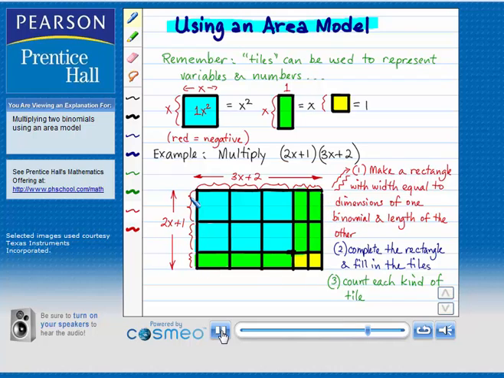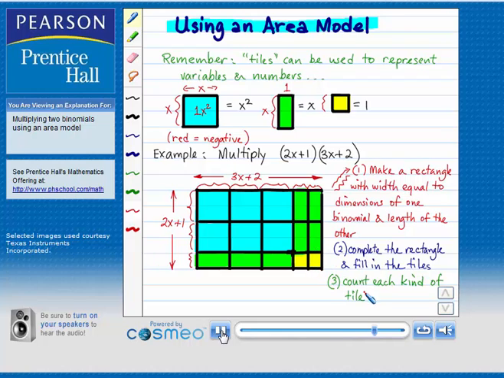Okay, well then what I need to do is complete the rectangle. I basically just make it into a rectangle and draw my lines. Where I have large squares, they're going to be filled in blue, and they're going to represent each of them 1x squared. Where I have rectangles, I filled those in green, and they're going to represent 1x each, and the smaller squares I filled in yellow, and they're going to represent 1.